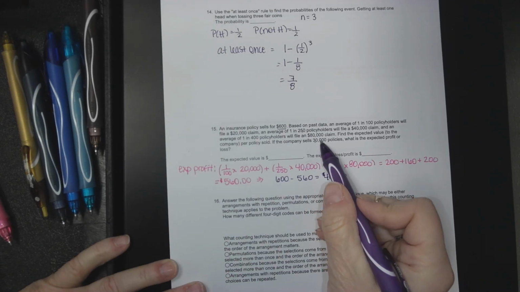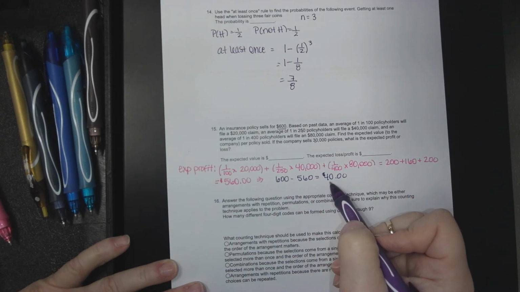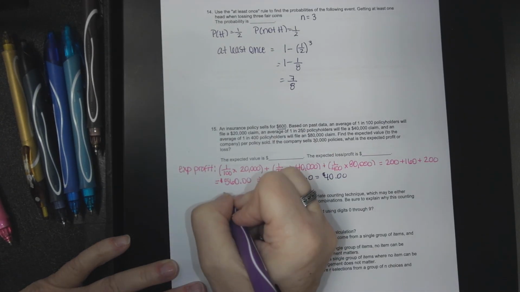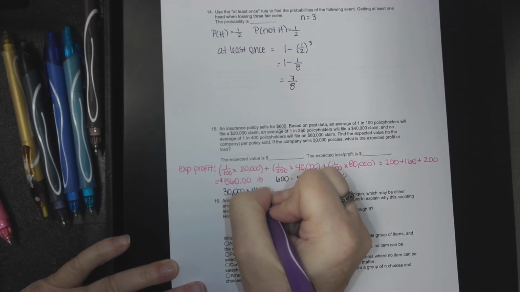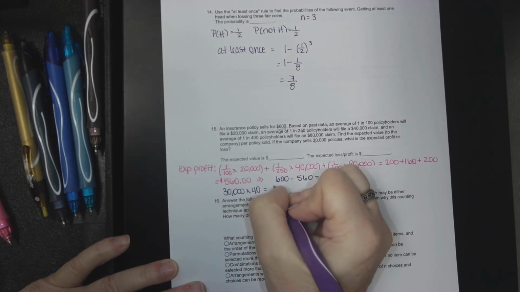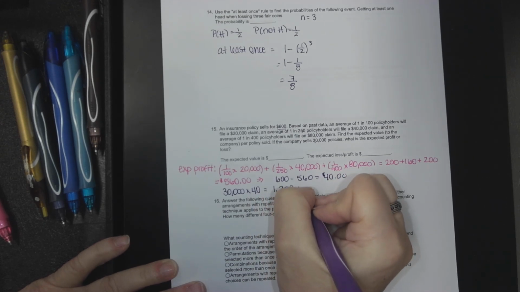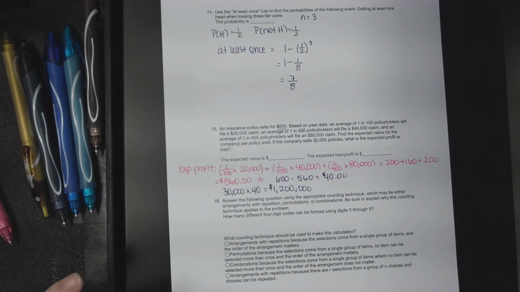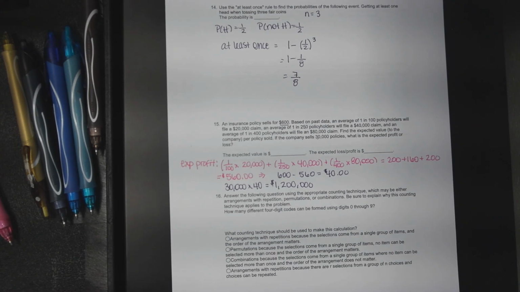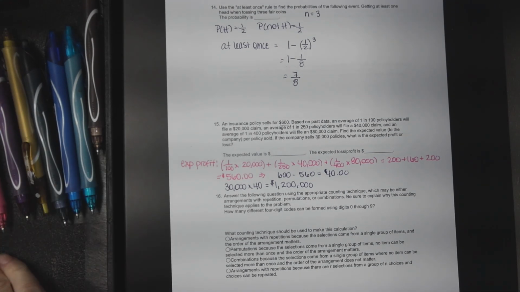So if we take the 30,000 policies times 40, that's a lot of dollars. That is a lot of dollars. Right? Oh, insurance. Gotta love them. Okay.